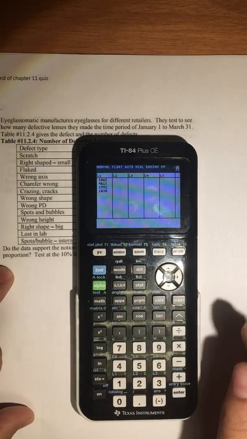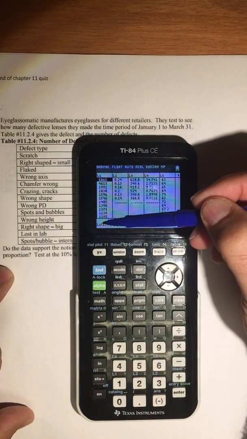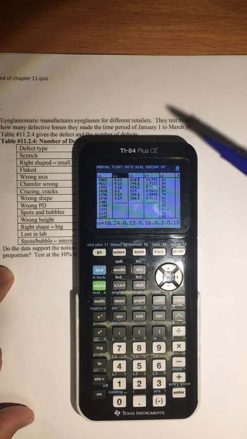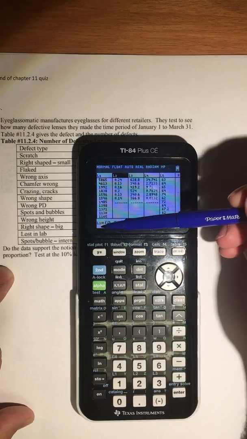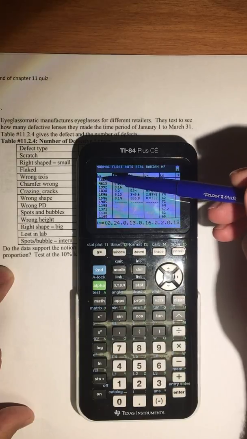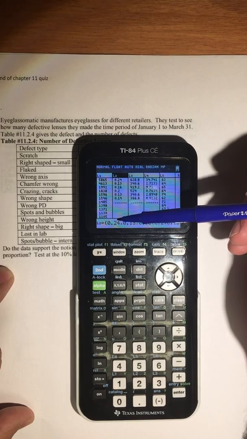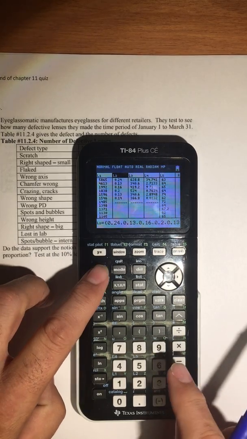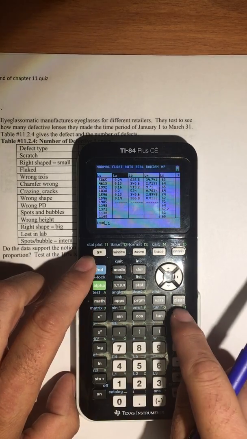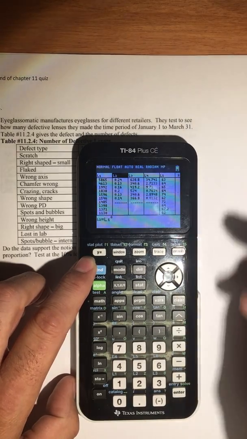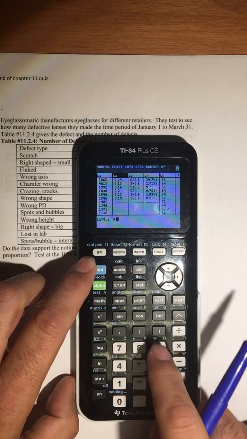So we're going to go stat, edit, enter in all the data into list one. I need all of these to be not 13%, but 1/13 likely, right? So I need my probabilities here to all be 1/13. I'm going to cheat a little bit here. I'm going to go list one raised to the 0 power. So that'll just make all of these ones times 1/13.